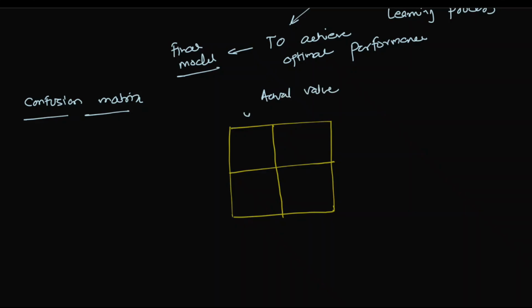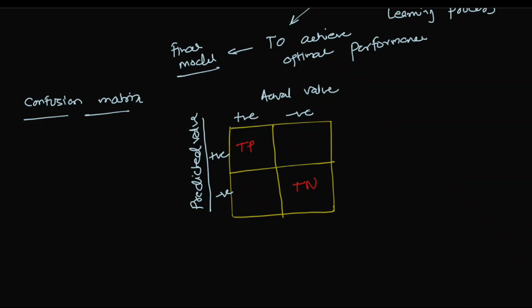This is the actual value, yes or no, or I can say positive or negative, and this is the predicted value. So it can again be positive and negative. Now let's say my actual value is positive, and my model also predicted positive. This is called a true positive. Similarly, my actual value is negative, and my model also predicted negative, so this is called a true negative.